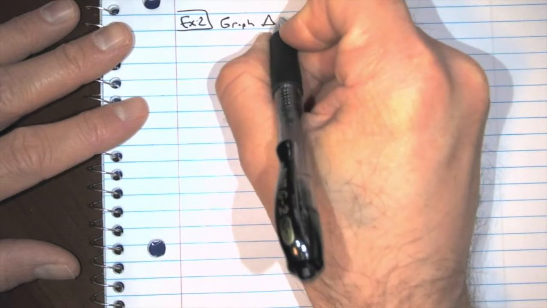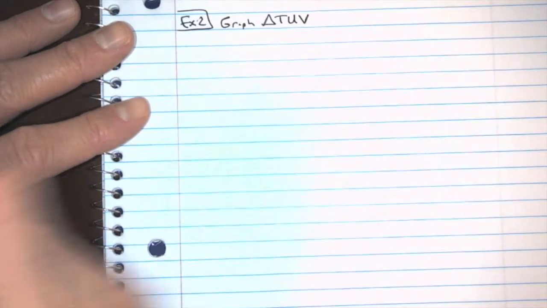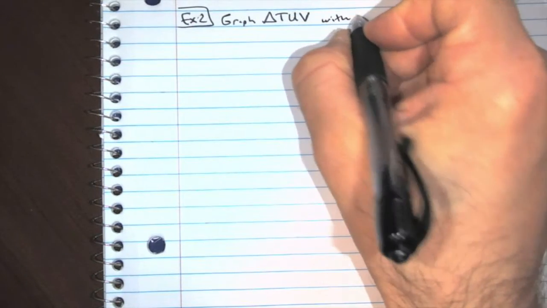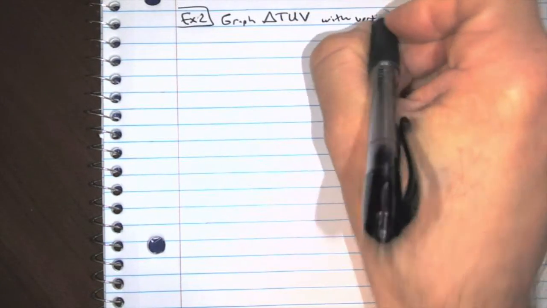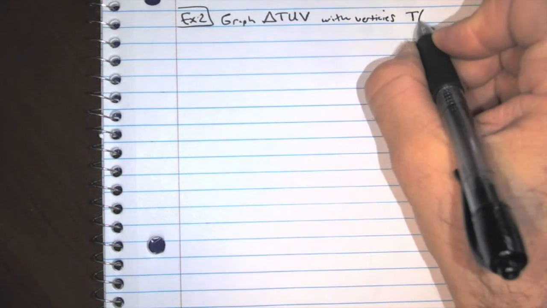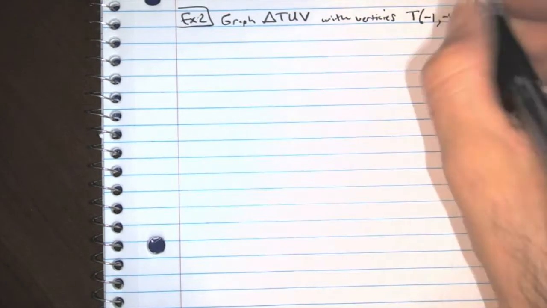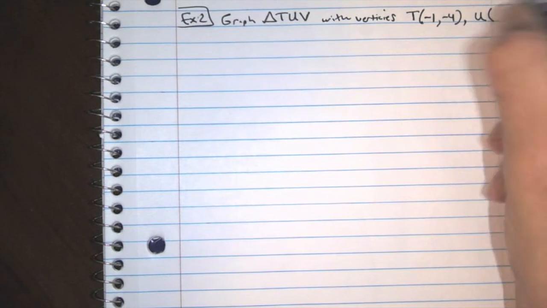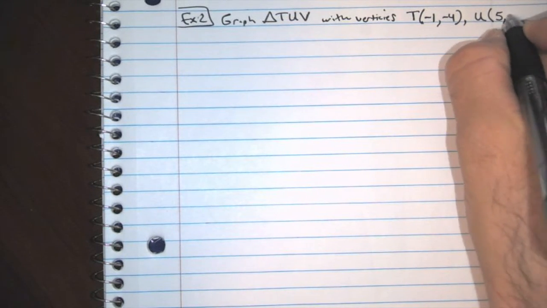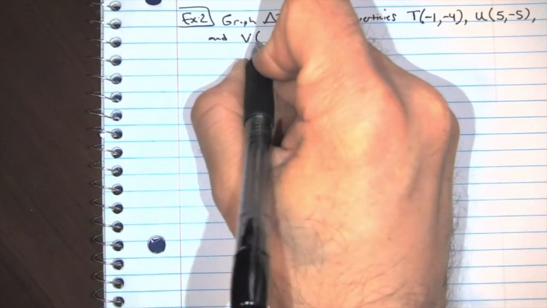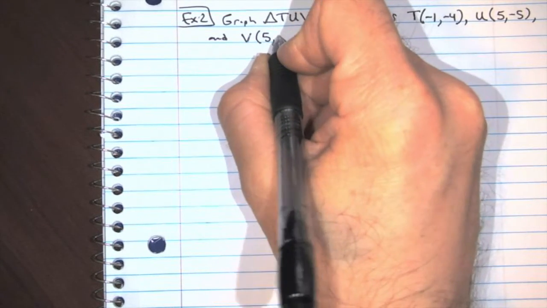Let's go ahead and graph triangle TUV. Let's go to an XY axis, everybody, with vertices T: -1, -4. U: 5, -5, and we need one more point. Come on. V is 5, -5.